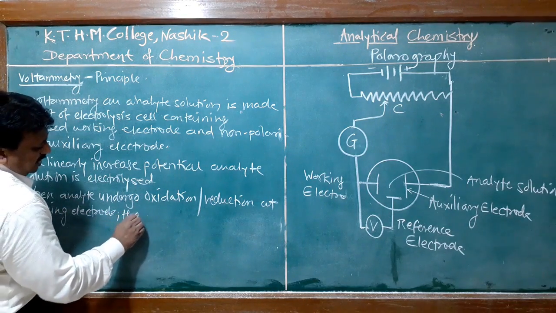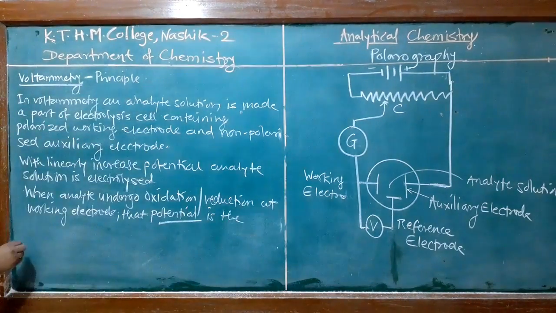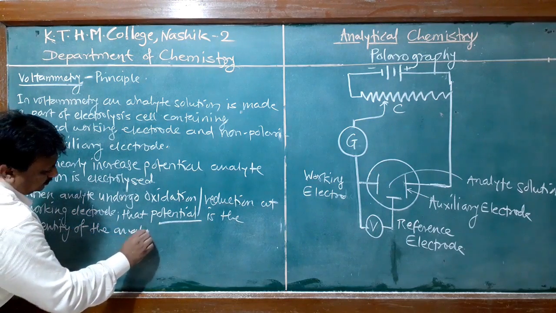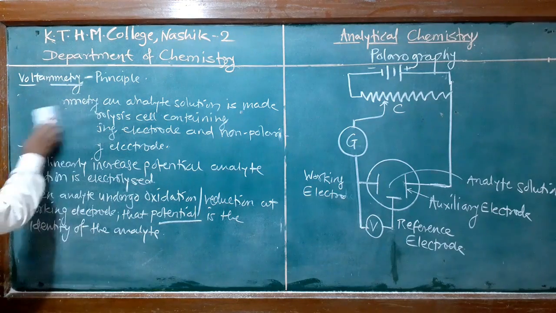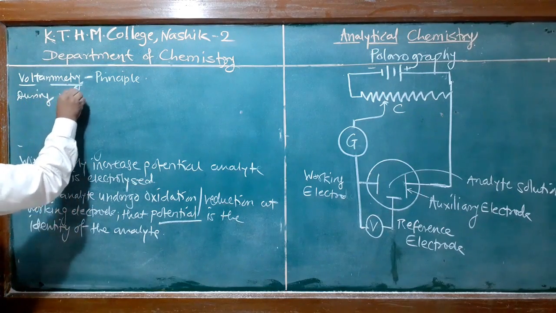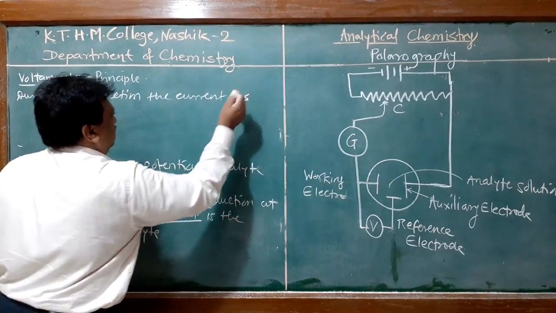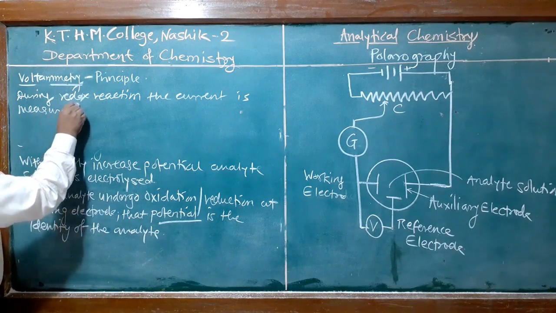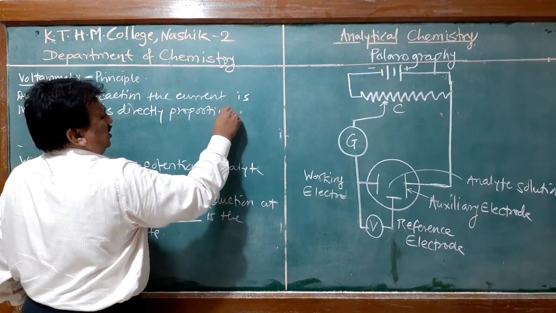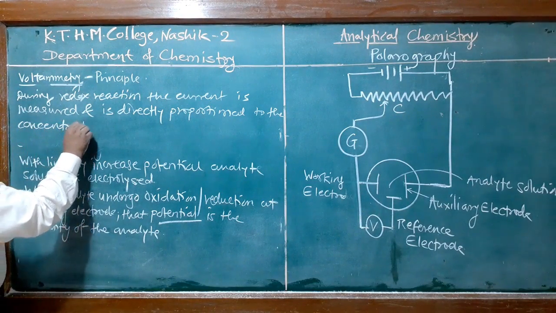That potential is the identity of the analyte. The current is measured during the redox reaction, and it is directly proportional to the concentration of the analyte.